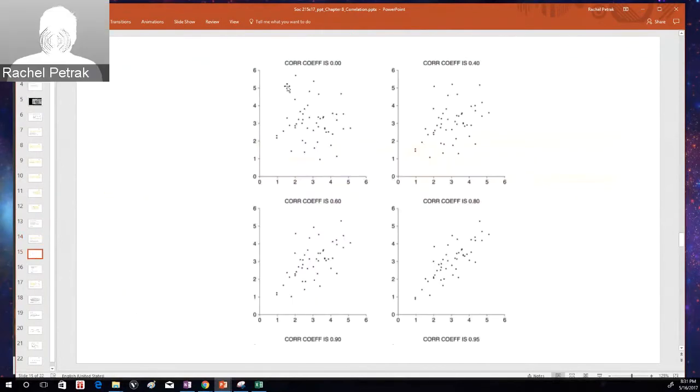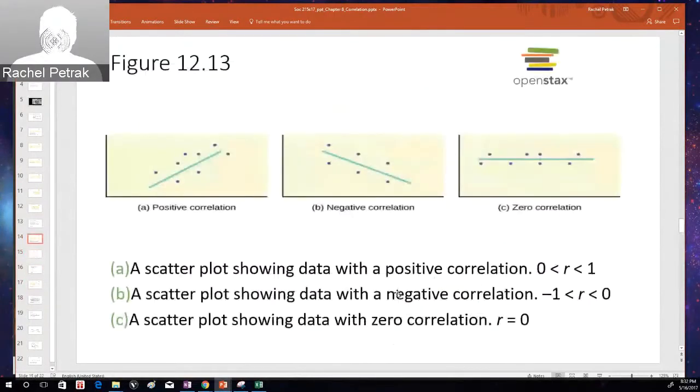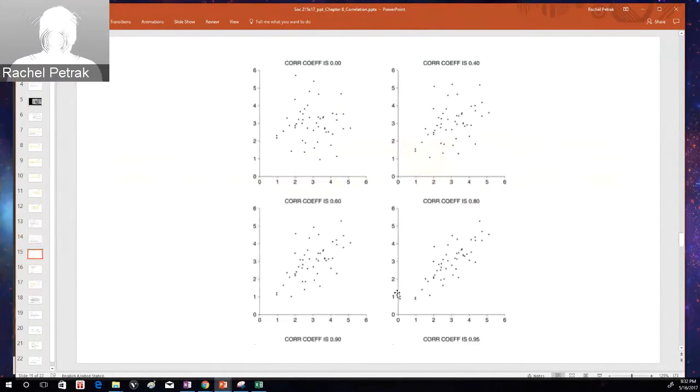Here we see a zero correlation. There's no association at all. We couldn't possibly draw a line through here, except a flat line. With our correlation at 0.4, our points are getting slightly more pattern within them, but 0.4 is still a pretty weak correlation. 0.6 is getting into a stronger range. And here we've got a 0.8 correlation.